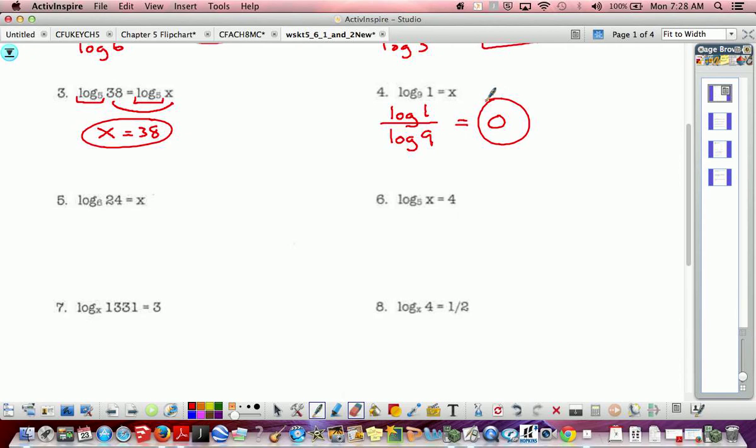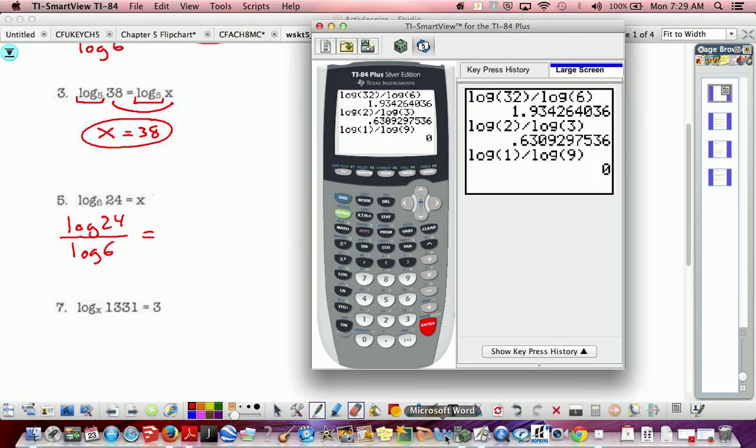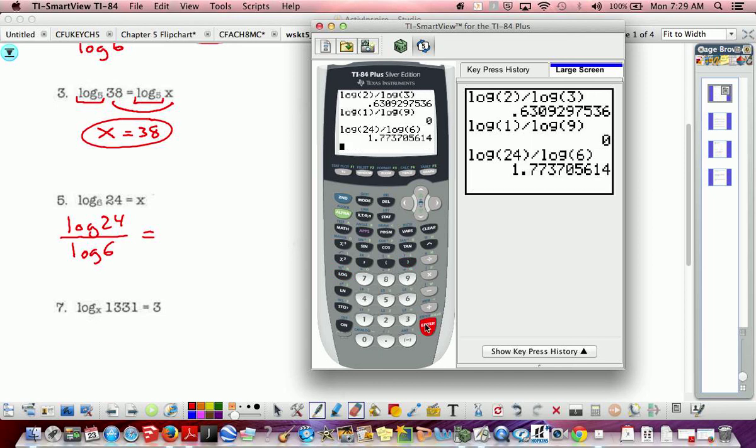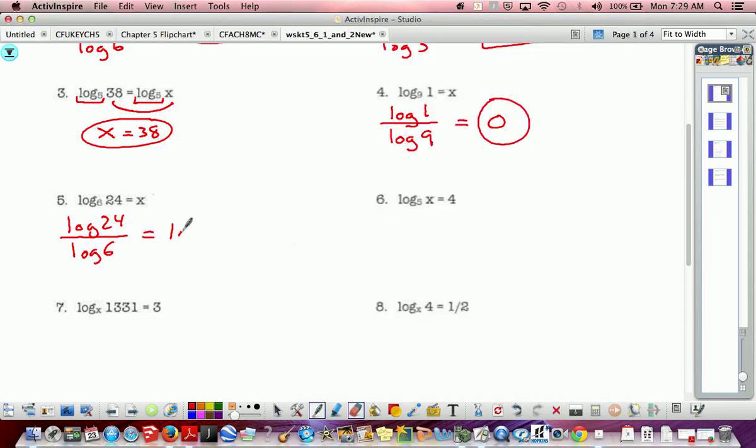All right, next one, still another change of base. Log of 24 over log of 6. So we're going to do that one. Log of 24 divided by, whoops, got to do that parenthesis, divided by log of 6. And we get 1.774.